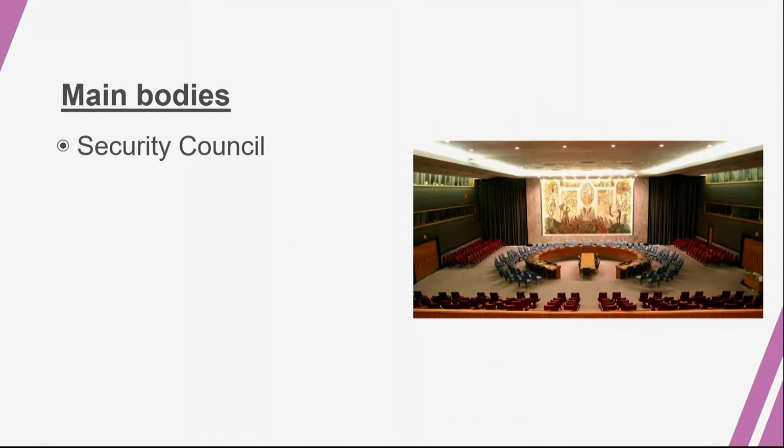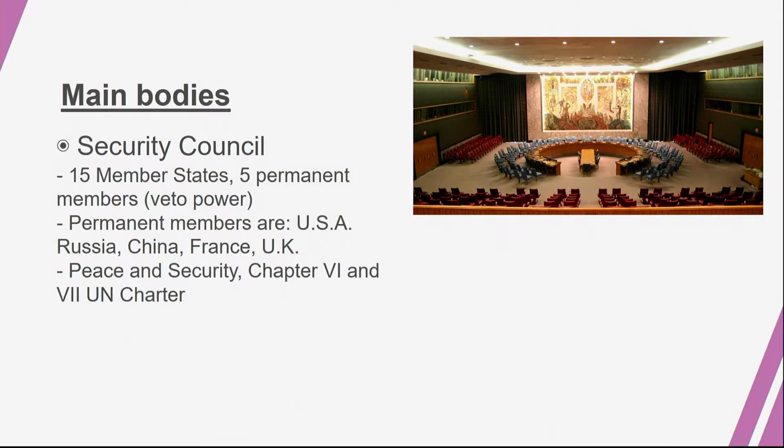Another main body of the United Nations is the Security Council. They are mostly known for their legislative powers. As a matter of fact, this council can actually bring in troops when there is an international conflict. There are 15 members, of which 5 are permanent. These were the so-called victors of the Second World War. And these permanent members also have a veto power within the Security Council. These are the United States of America, Russia, China, France, and the United Kingdom.